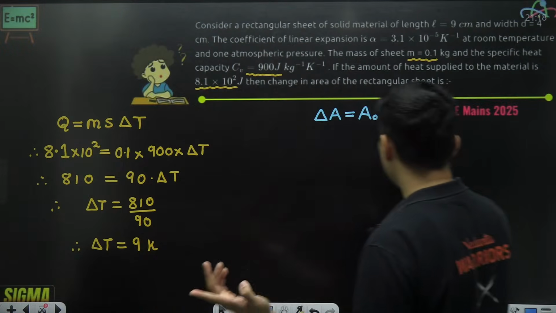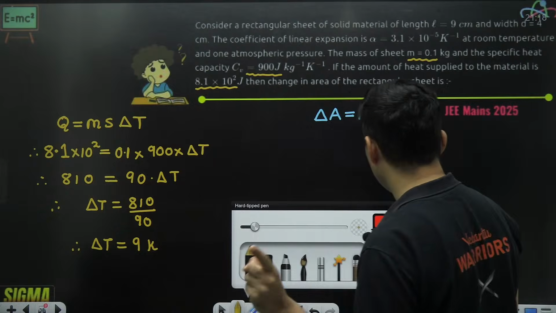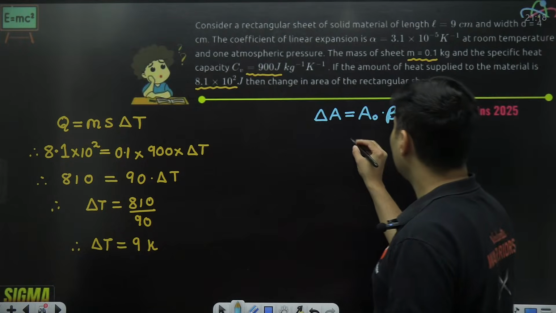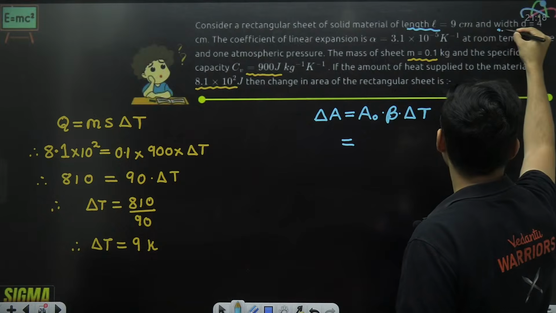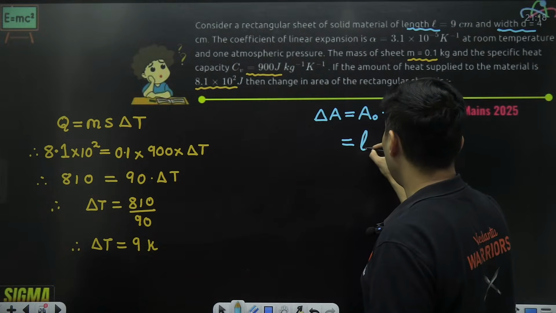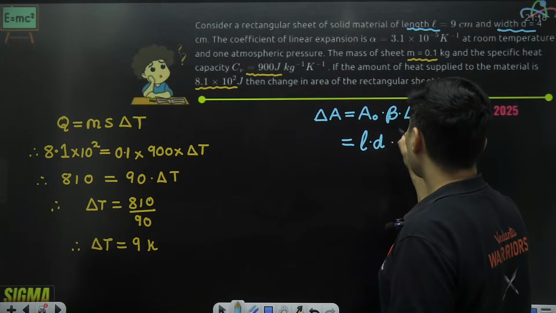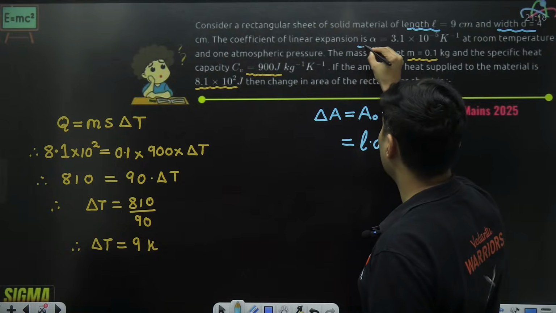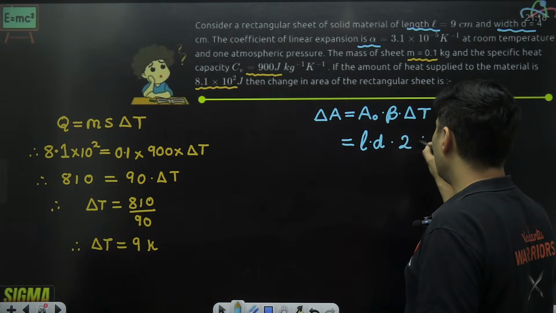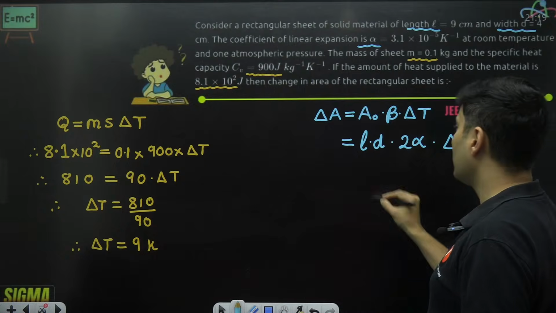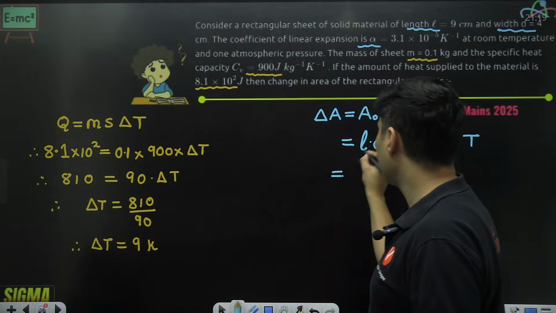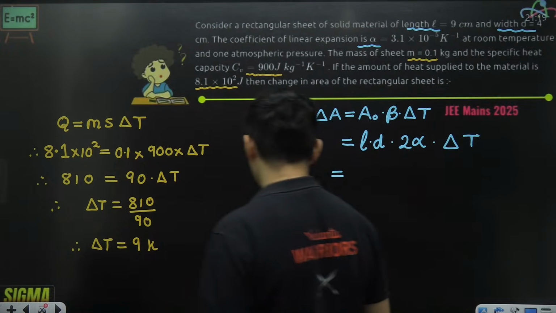We are going to use it over here. But before using it there, one small thing. This area originally will be the length multiplied by the width. So it will be L multiplied by D. This beta is not given, but alpha is given, so it will be 2 into alpha. And lastly, this delta T. So a lot of things are there over here, so let's start substituting them one by one.